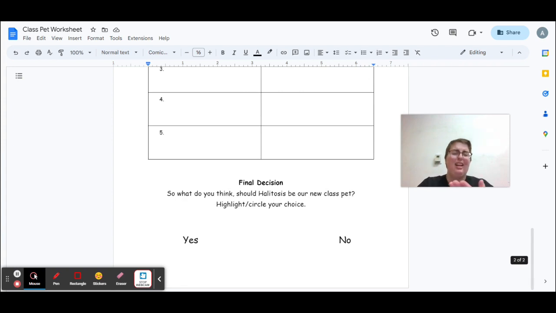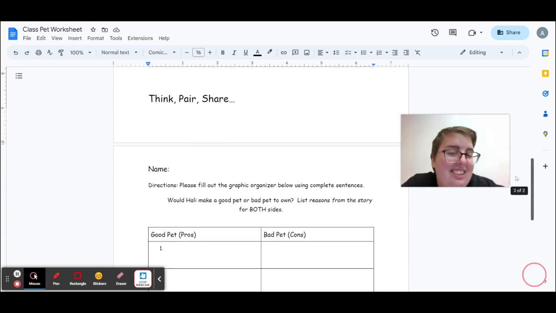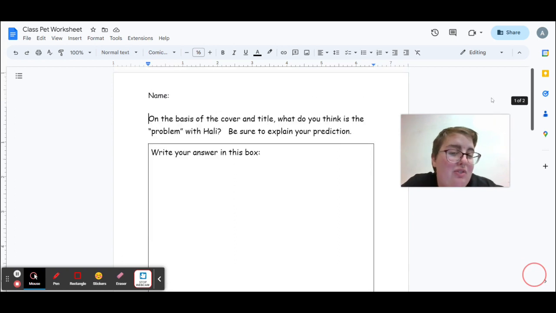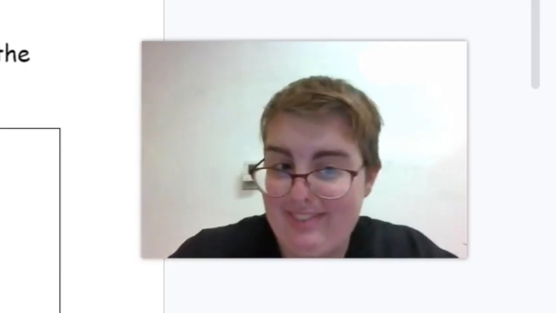Once again, on their own, they will highlight or circle their choices. Circle yes. That means you would love to have halitosis as a class pet. Circle no. You would not like to have halitosis as a class pet. And then that's all we would do for the day. But that's not all we're going to talk about. Because now we get to talk about the actual lesson plan, which is the fun part sometimes.